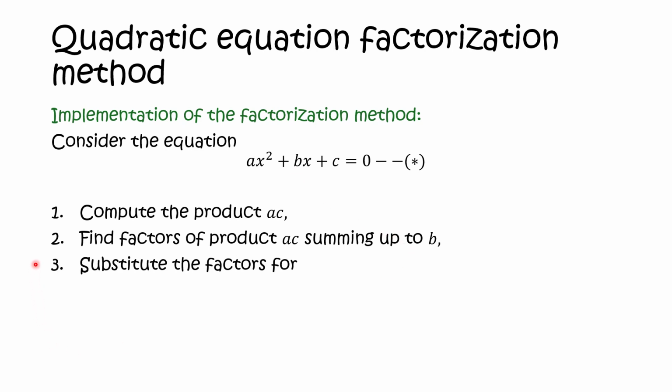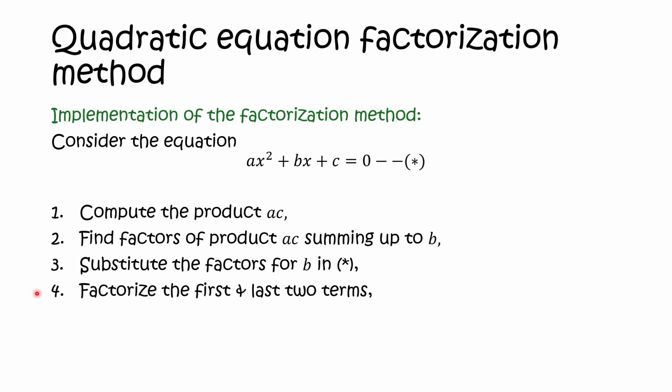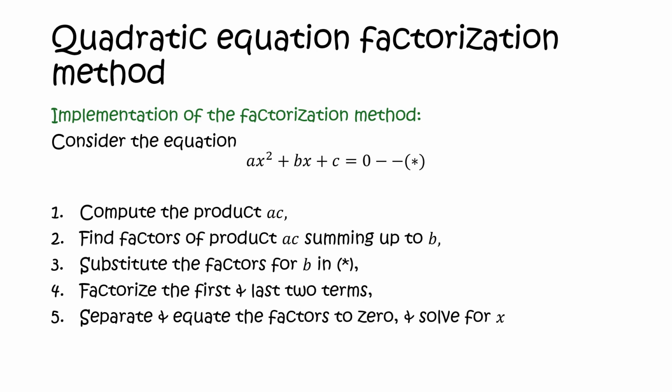Thirdly, we substitute the factors for b in equation star. Number 4, we factorize the first two and the last two terms. And 5, we separate and equate the factors to 0 and then solve for x.